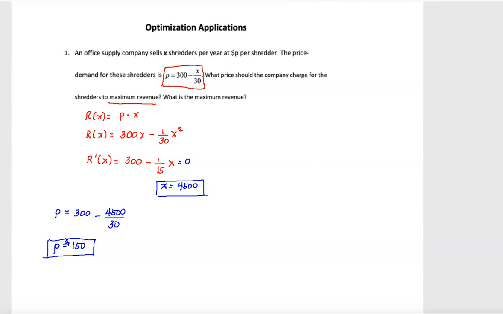And then you're asked to find the maximum revenue. So we have this revenue function. What is the revenue when X is 4,500? So we get R of 4,500. We plug in 4,500 for X. So we have 300 times 4,500 minus 1 over 30 times 4,500 squared. And this would give us 675,000. So that's the maximum revenue.